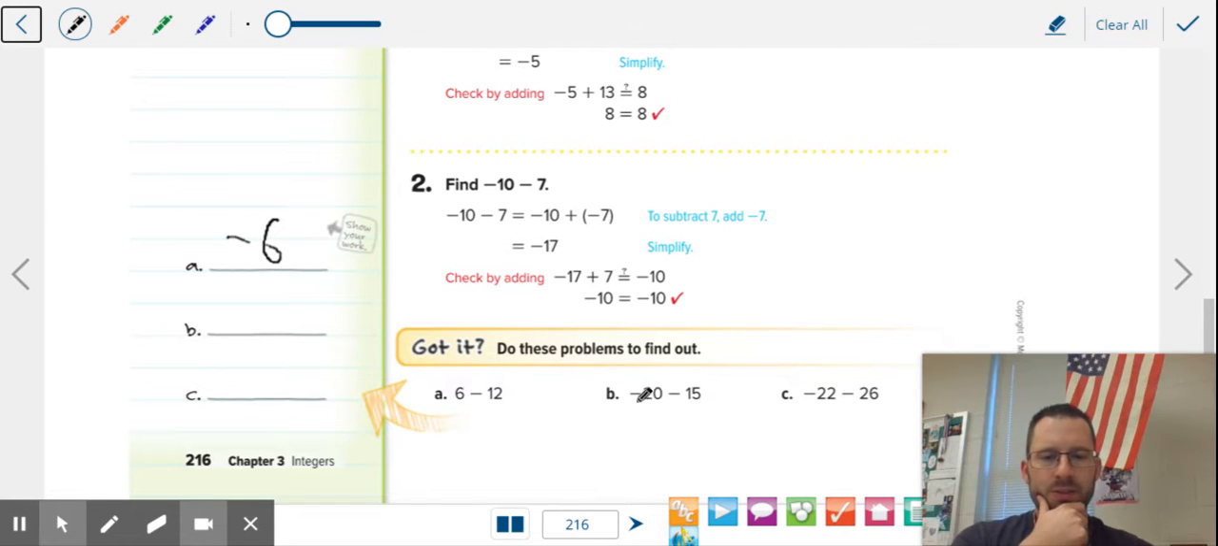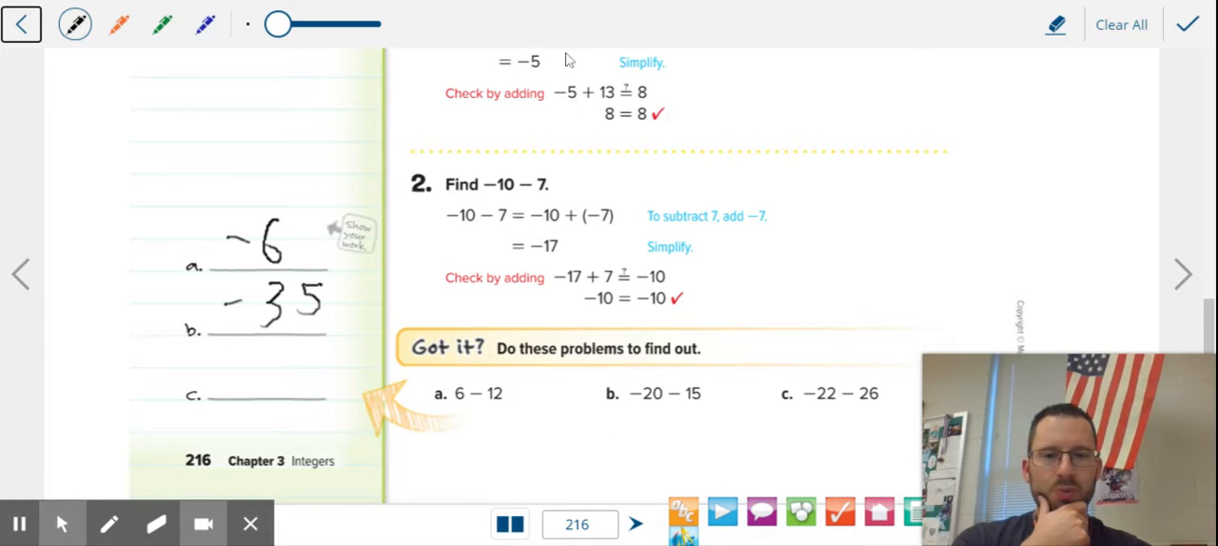Now, here, we start with a negative, and we're taking away from it. So we know, since we're taking away, which is usually a negative thing, and we're starting negative, it's going to get more negative. So this is kind of like adding two negatives together. So we're going to actually end up with a negative 35. When you take away from a negative, it gets more negative.